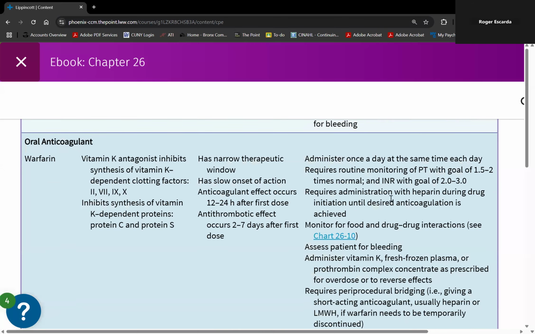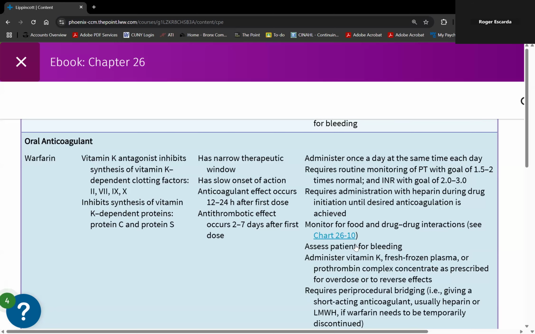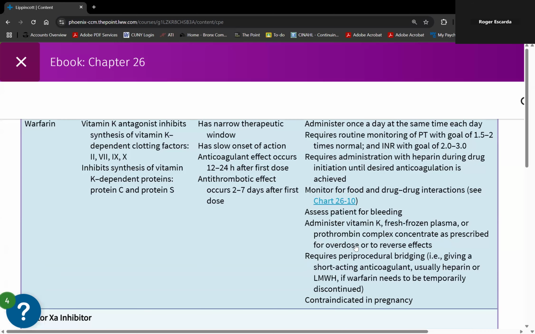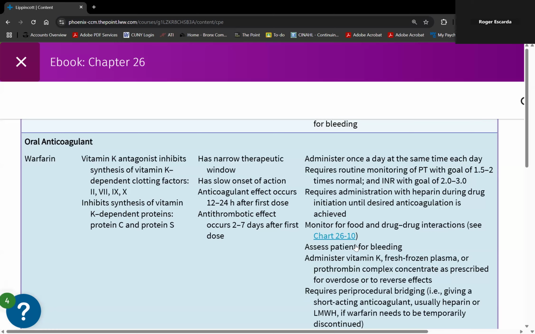Warfarin is only for who? When do we give, or to whom do we give vitamin K antagonist? Which is warfarin. Valvular problems. Okay, so clots caused by a valve problem. Okay. So we don't throw this thing left and right.